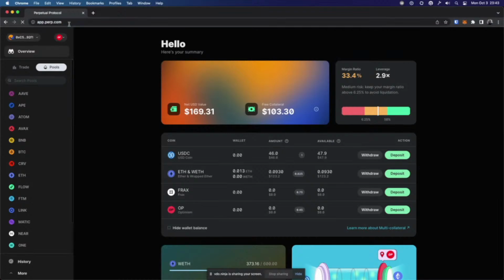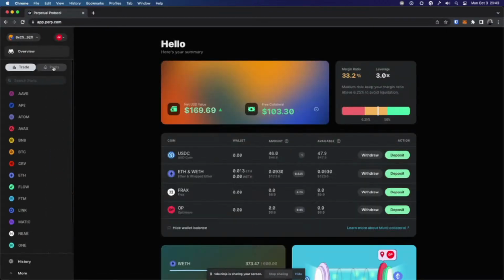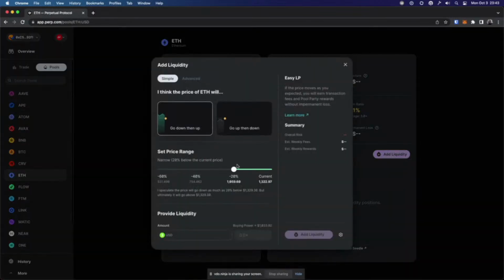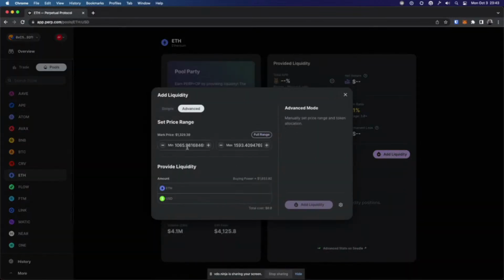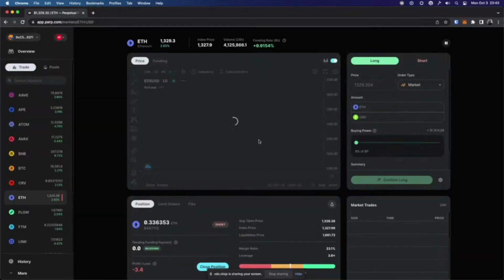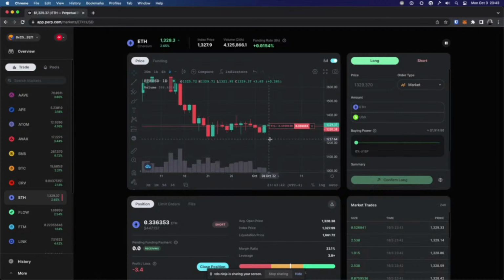Let's do this again, folks. There we go. Pools, Ethereum, add liquidity, advanced. Let me go look at my numbers. I think it was like 1235. I think I was a little low, but it doesn't really matter. Just as we want to go like swing high to swing low, yeah. So like even 1225 to 1400 would be good, even 1405.